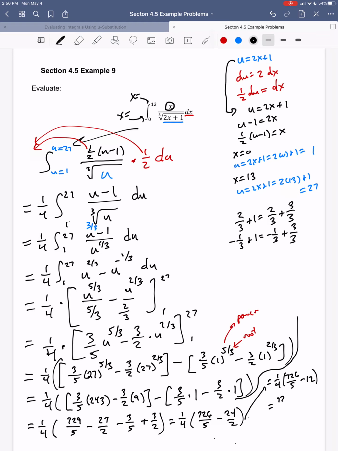So that's 726 over 20 minus 3, which is 363 over 10 minus 3. 3 is 30 over 10, so we get 333 over 10. Barely fit there. So it's a little bit involved. Make sure you understand how the substitution is working for the limits of integration, and that's one of the more complicated of these u-substitution problems.